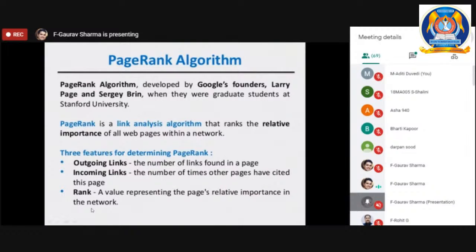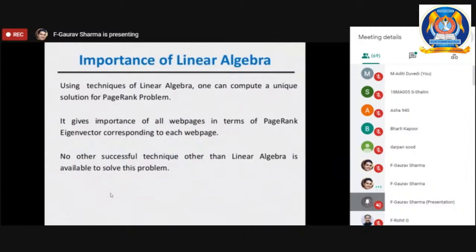So this ranks the page, and according to this ranking, the order of the website pages is determined. Using techniques of linear algebra, one can compute a unique solution for the PageRank problem. It gives the importance of all web pages in terms of PageRank eigenvectors corresponding to each web page, right? So no other successful technique other than linear algebra is available to solve this problem.